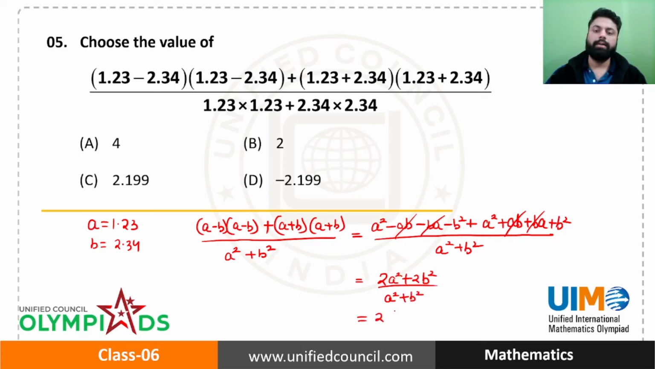This 2 will get common. So A square plus B square twice, divided by A square plus B square. This will get cancelled out. So this is equal to 2 itself. B option is the correct answer.